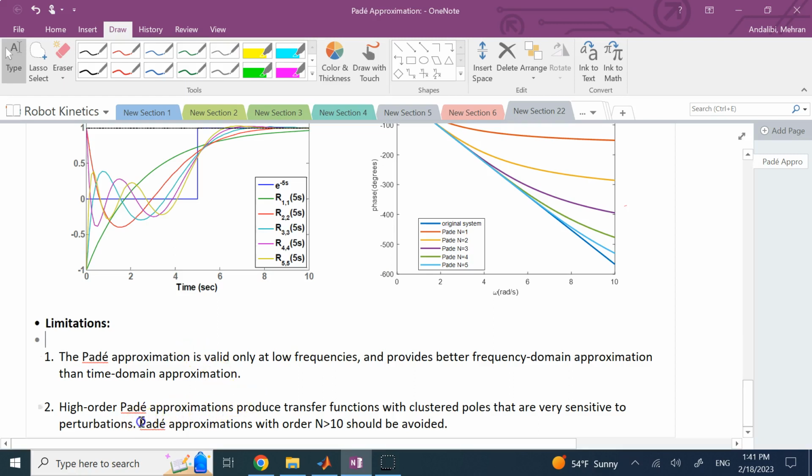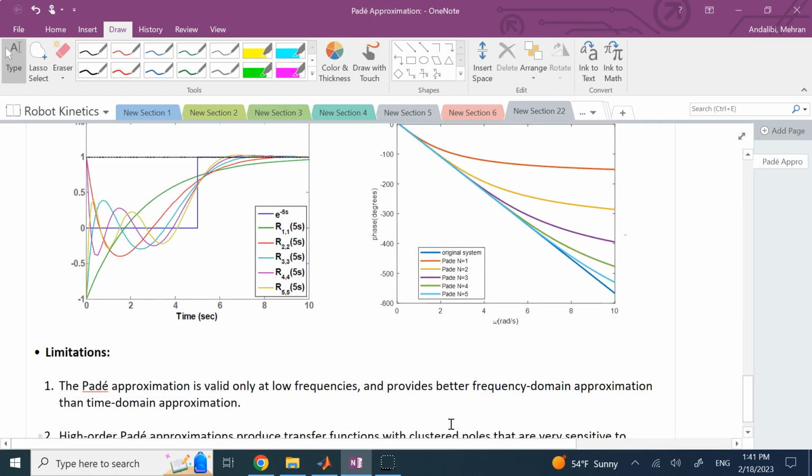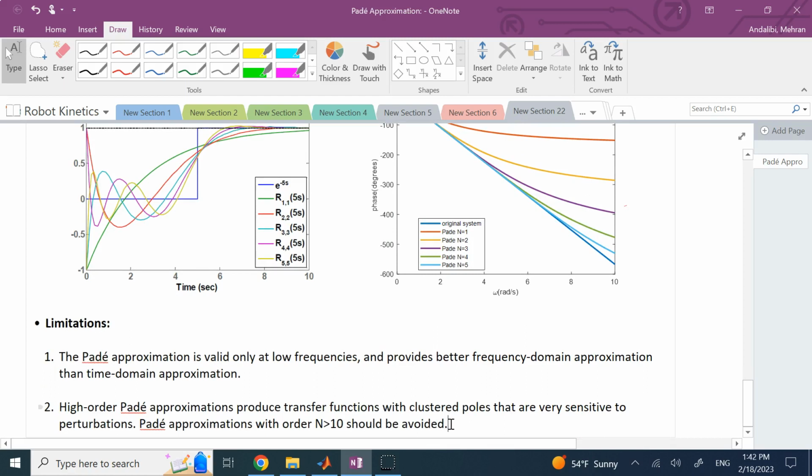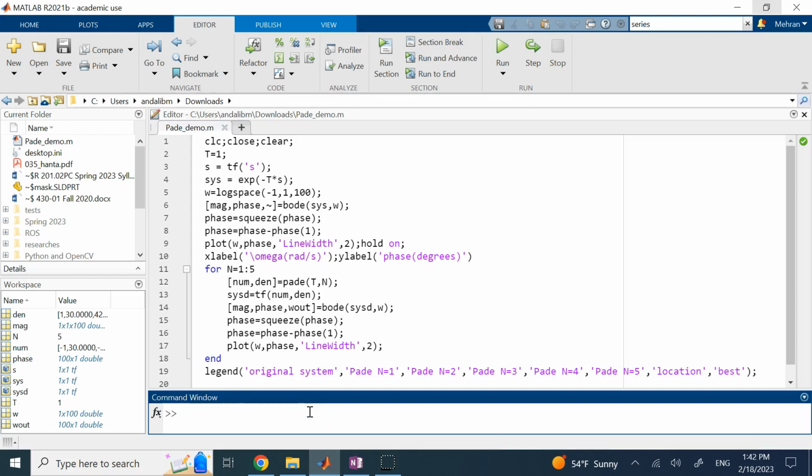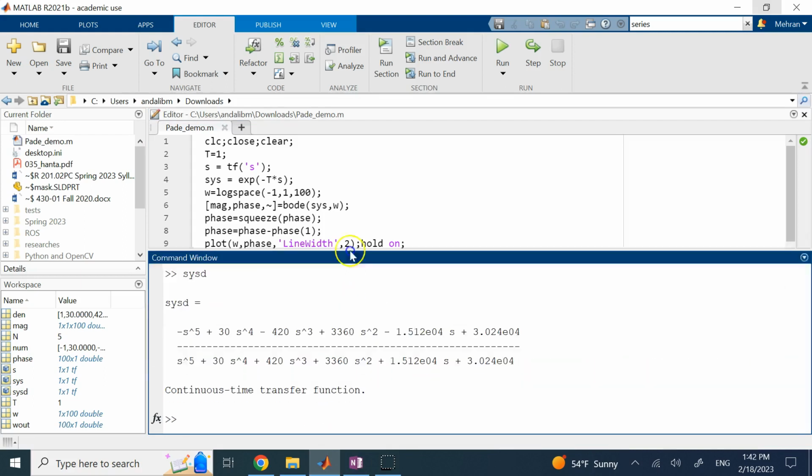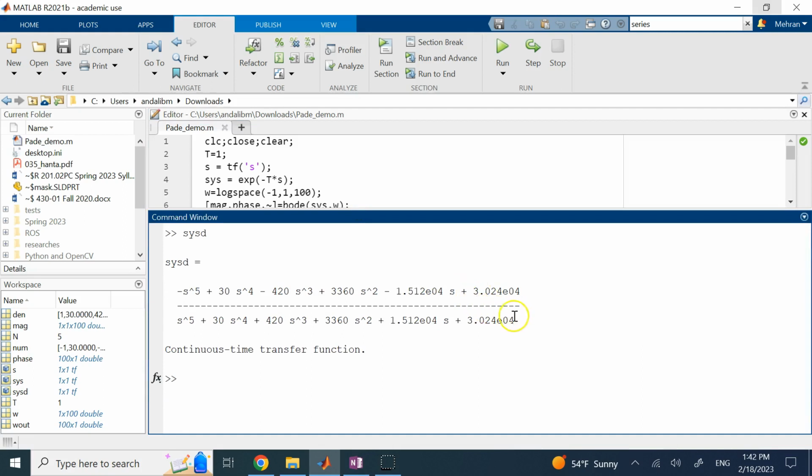So in general, if you add an approximation with order more than 10, you should expect your system to lose its robustness and show different behaviors. And let me show you that, since here I talked about this cluster thing. So this is the Padé approximation order 5, right? This is the denominator, and this guy has 5 poles. So let me go ahead and show you this one.